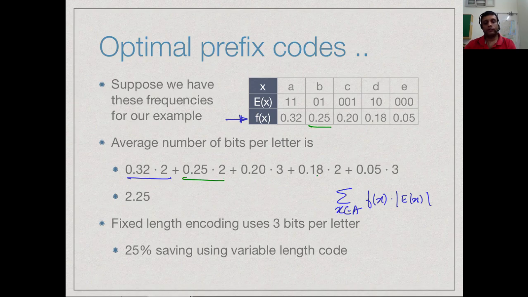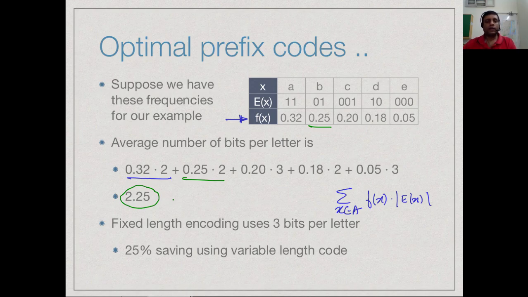So I have these 5 terms A, B, C, D, E, and then I add it up and I get 2.25. So it says that I need on average 2.25 bits per letter. Of course, I can't use 0.25 bits per letter, but what this says is, for instance, that if I have 100 letters, I would expect to see 225 bits in the output encoding.